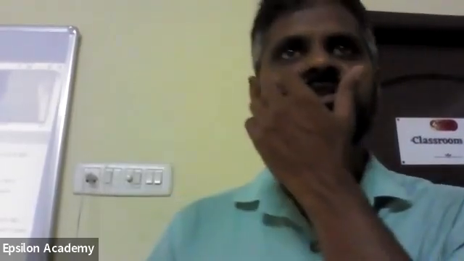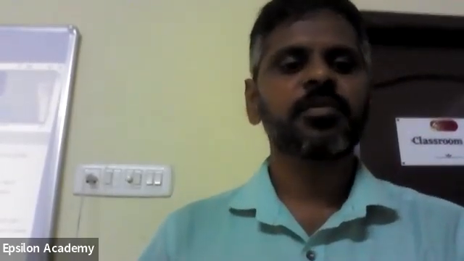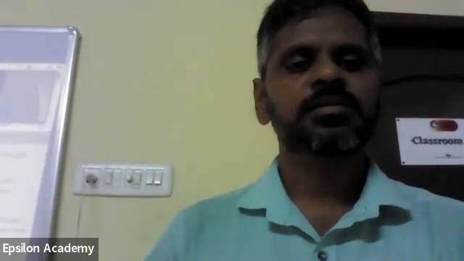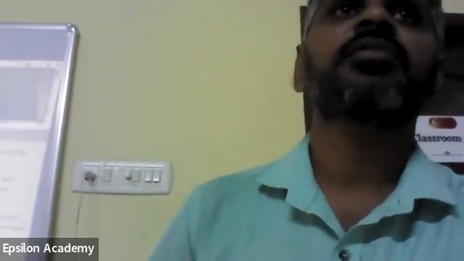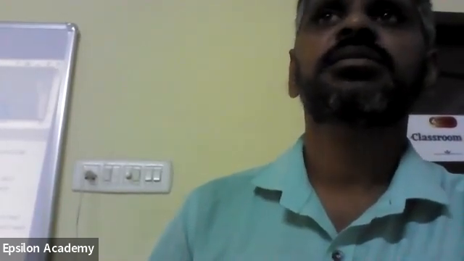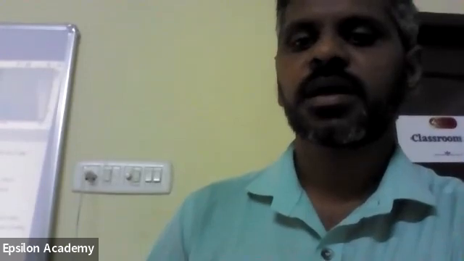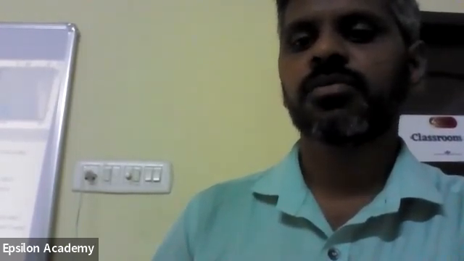What is the expansion of this? What is the tan of pi by 4 plus theta? Tan of pi by 4 plus theta is how much? 1 plus tan theta by 1 minus tan theta. Correct? So this will be tan of pi by 4 plus x by 2.